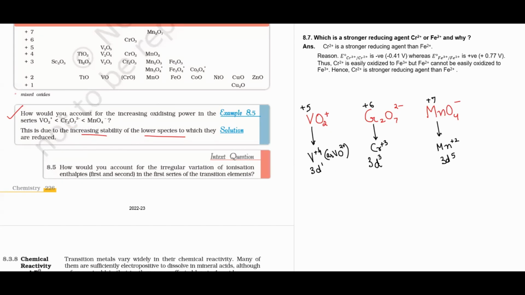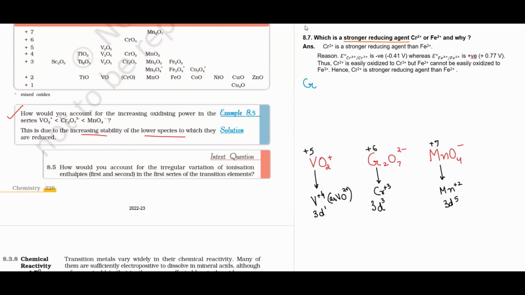Then another question we have here: which is a stronger reducing agent, chromium ion or ferrous ion? Make the comparison, children. Chromium 2+ to chromium 3+, the potential is going to be +0.41. Why? Because the reduction potential given here is negative, so the oxidation potential will become positive. To check whether a substance is a good reducing agent or not, we have to compare its oxidation potential. A higher positive oxidation potential means more tendency to undergo oxidation itself, hence acting as a strong reducing agent.